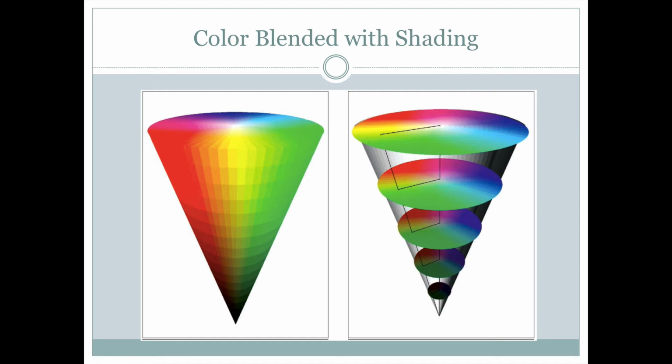There's lots of different ways we can blend colors with shading, and the way we're going to talk about it is based on the HSV color model. So the HSV color model has hue around the edge of the top circle here, varying along the color circle, and then the value is going to vary from white at the top in the center of the color circle to black at the bottom tip of this cone.